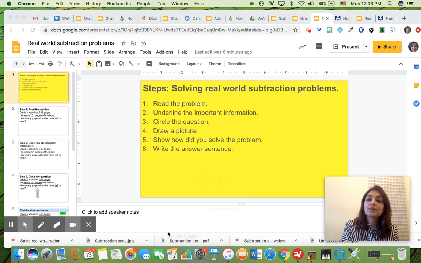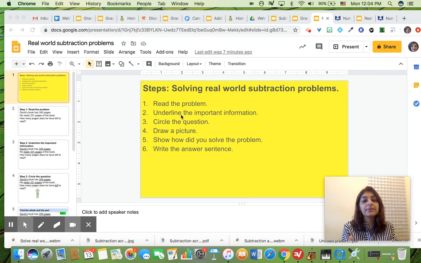Hello students, I'm going to give you an example of how to solve real-world subtraction problems. We'll go over all the important steps that you need to take while solving a real-world problem. So let's go ahead. I'm going to read the steps to you now. Well, the first step is that you need to read the problem. Make sure you read the problem once or maybe twice if you do not understand.